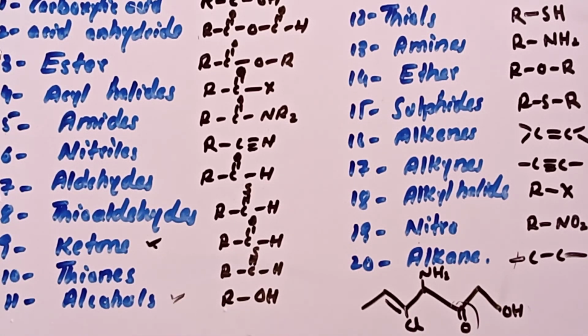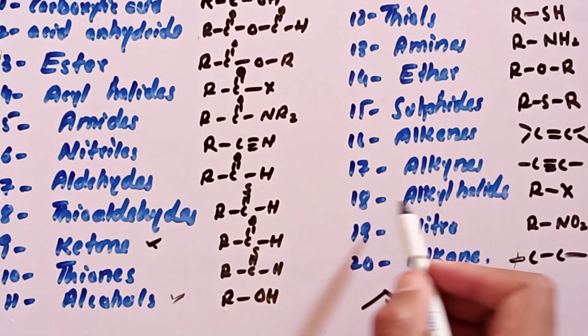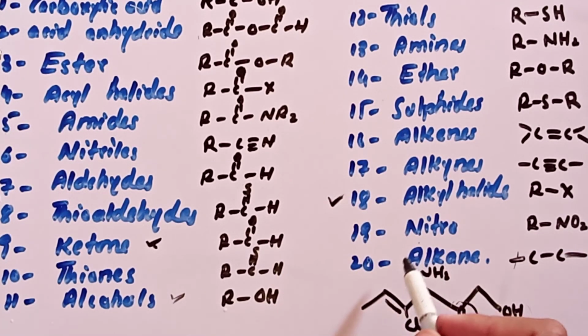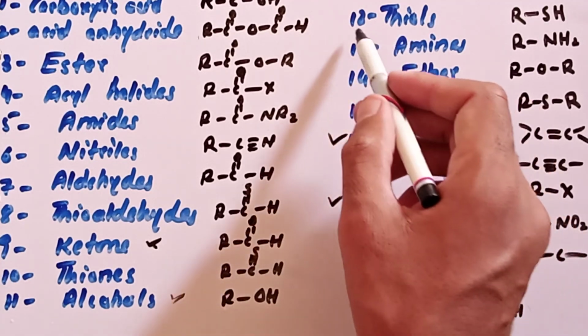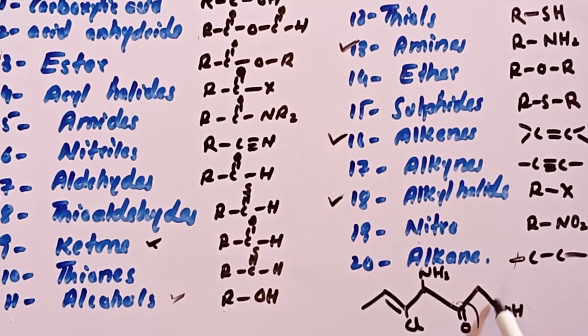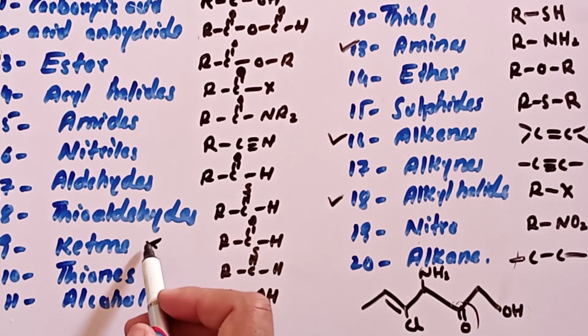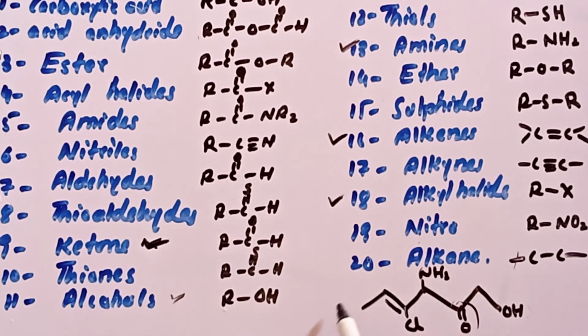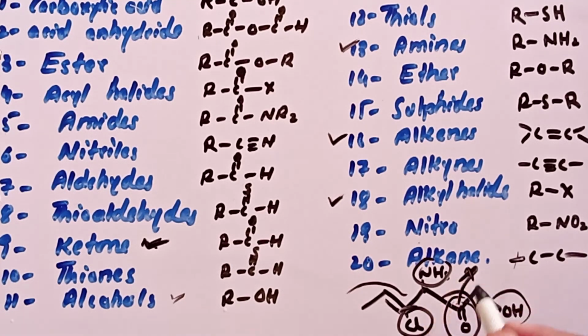Alcohol is present, which is at number 11. Alkyl halide is present, which is at number 18. The double bond is present, which is at number 16. The NH2 group is present; NH2 is an amine, which is at number 13. OH is alcohol, which is at number 11. So according to the priority order, ketones have the highest priority. So the basic name will be ketone, and the remaining groups will be substituents, while the main group shows the nature of the compound. This compound will be a ketonic compound.